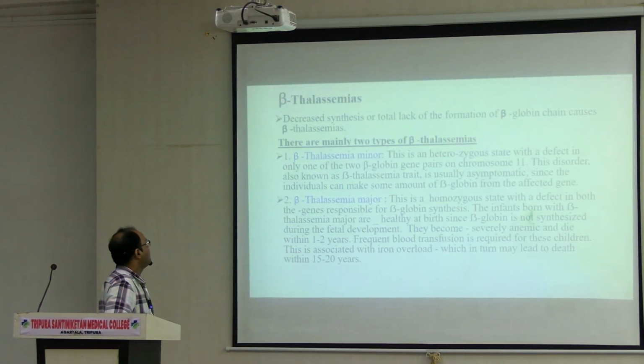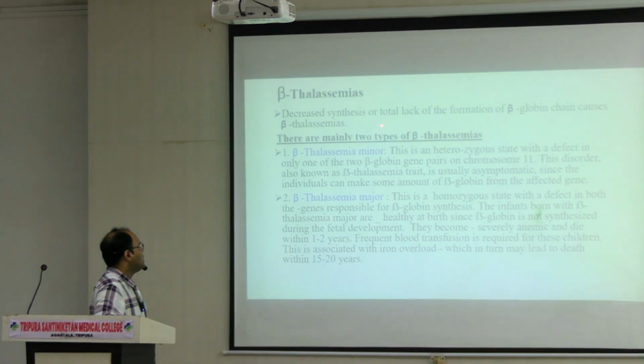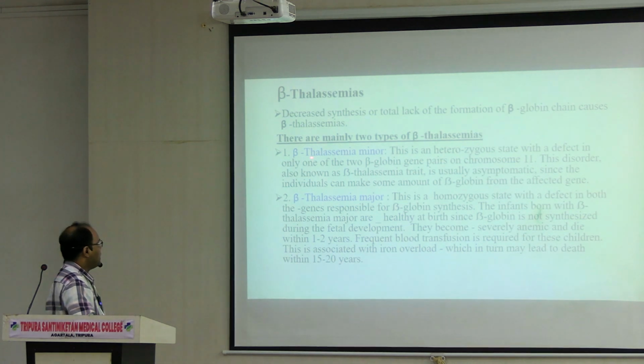Next, beta thalassemia. Decreased synthesis or total lack of formation of the beta globin chain causes beta thalassemia. Here there is beta thalassemia minor or beta thalassemia major.